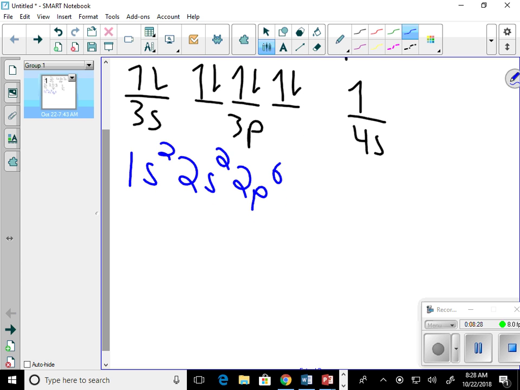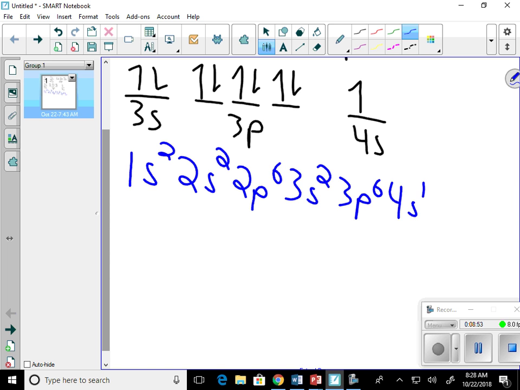What comes after 2p6? 3s2. After 3s2, 3p6. What do we end with then? 4s1. Takes up a lot less space, that's for sure.